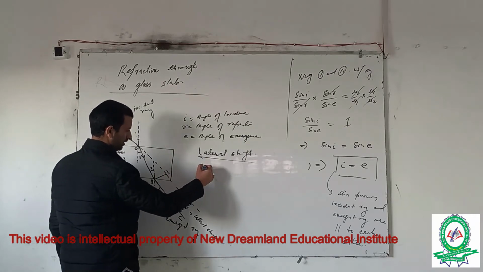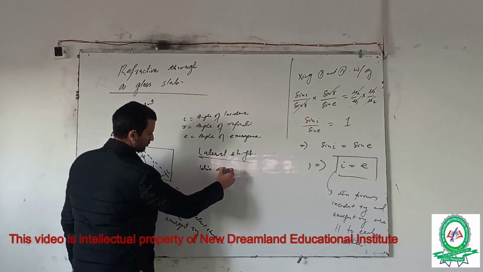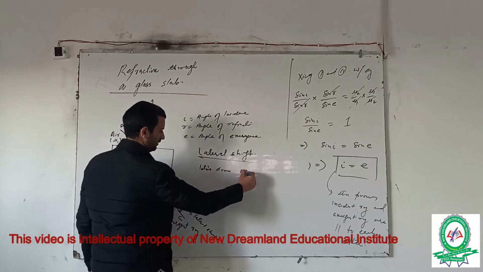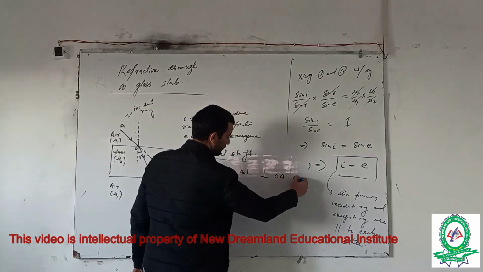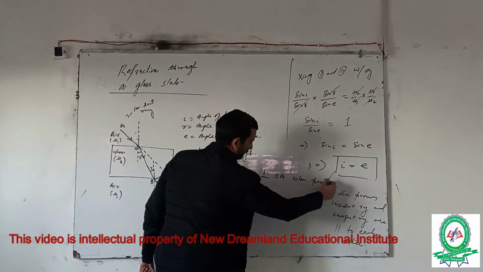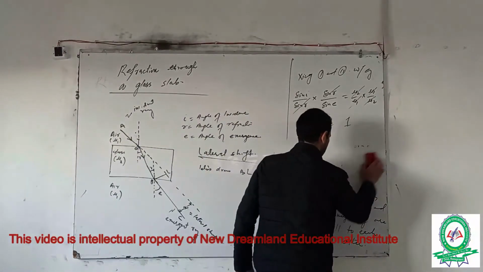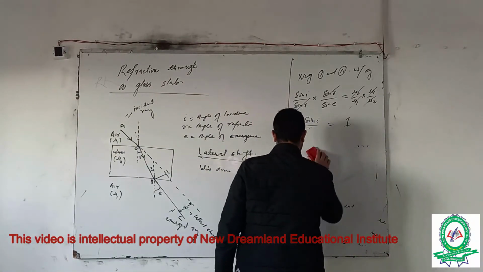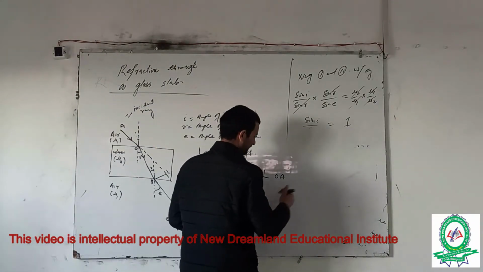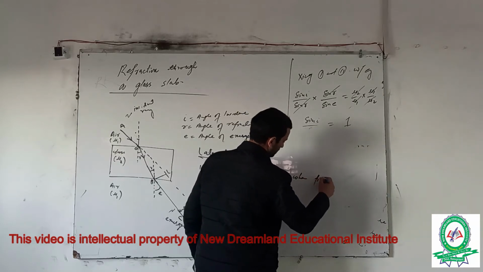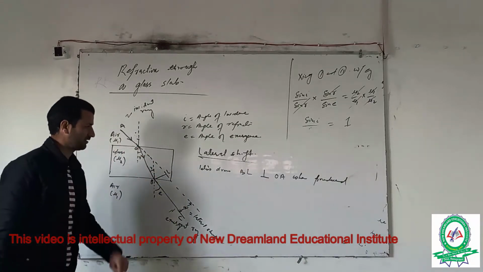So let us draw BL perpendicular on OA when produced. So हमें direction of incident ray को आगे produce करना है. So BL is perpendicular on OA when produced. तो आप देख सकते हो मैंने इसको आगे produce किया है, that's the direction of the incident ray of light.